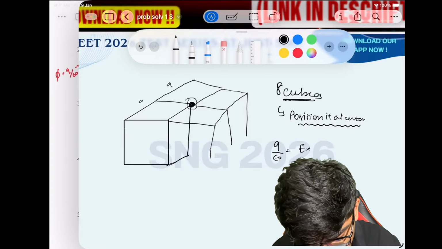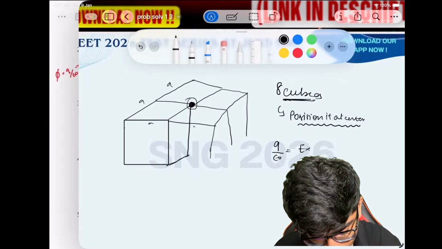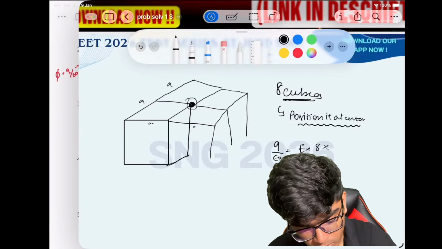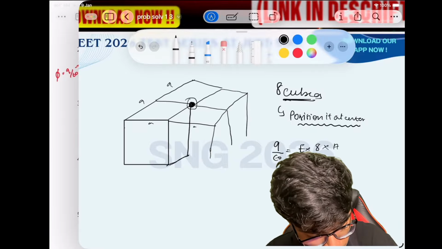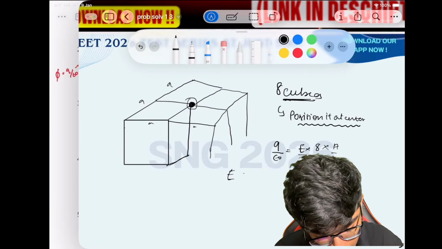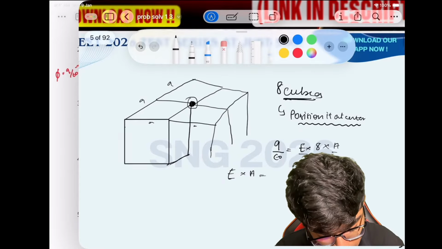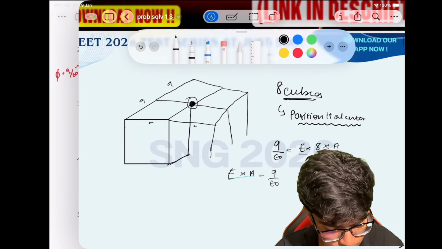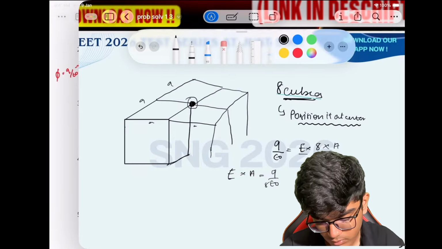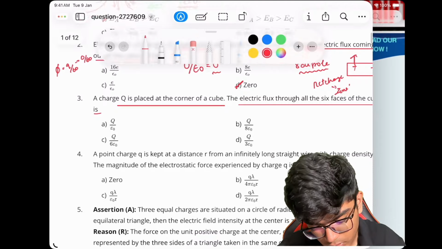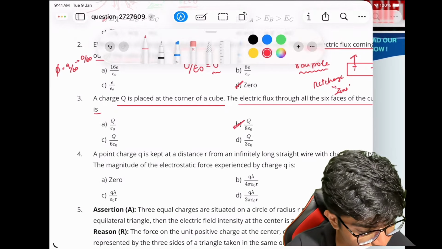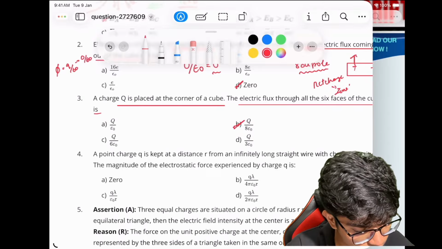அதாவது இது, or area 8 into area of 1 cube. Okay, so E into A is nothing but flux through that area of cube, which is equal to Q by epsilon naught into 8 epsilon naught. So this is my answer. Okay.